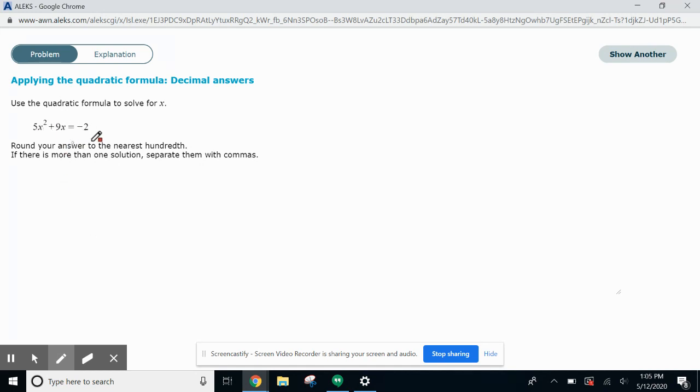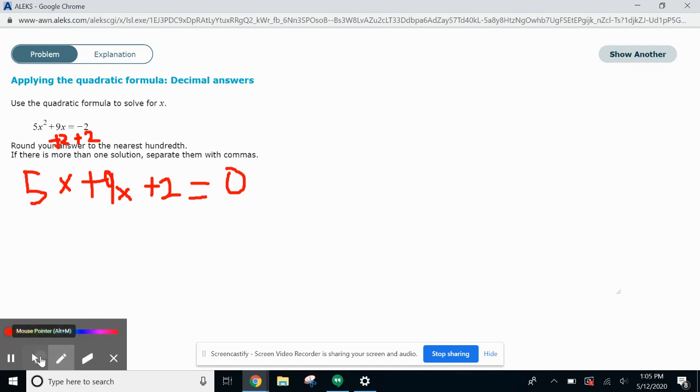So first off, our equation needs to be set equal to 0. Right now it's set equal to negative 2. So we've got to fix that. So we're going to have 5x plus 9x. And I'm going to take that negative 2 and make a zero pair and add 2 to both sides. It's a little bit harder to draw because it's so much smaller. So I added 2 to both sides. So now I have my equation like this.